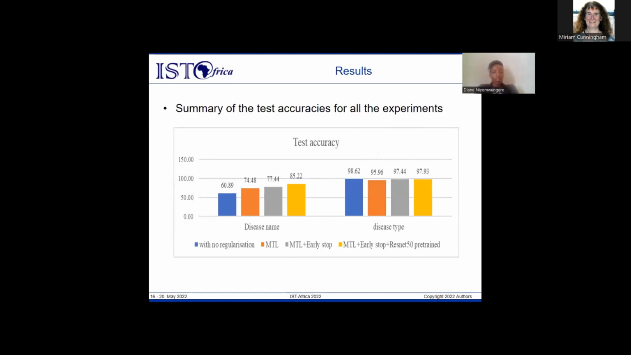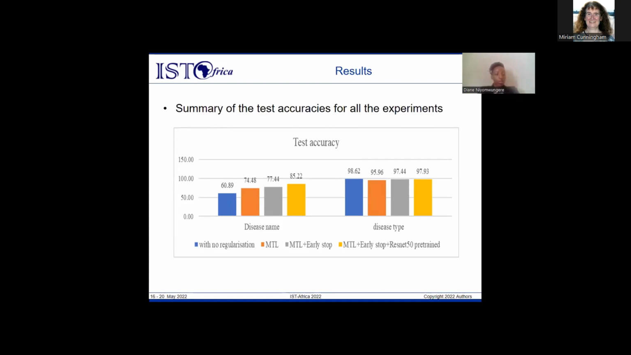This is a summary of our results from all our experiments. Our first experiment, in blue, consists of building models with no regularization. We trained the 2 models separately and considered this as our baseline. Our next experiment was to build a multitask learning model which combines the 2 models.